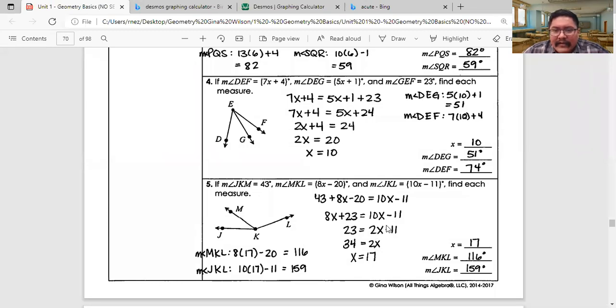All right, so anyway, add 11 to both sides. So plus 11, we've got to do the addition and subtraction. So that's 11 plus 23 is 34. And what number can I times by 2 to get 34? Well, 17. So we know x is equal to 17. And we plug it back into what they're asking for. So MKL, plug it in here, we get 116. JKL, plug it into here, right? Substitute x for 17. And that's where we get the 159 from.